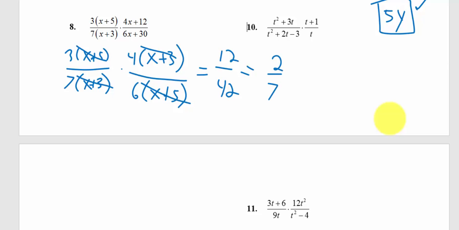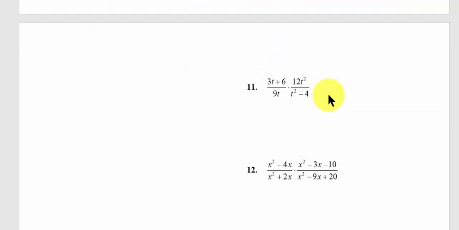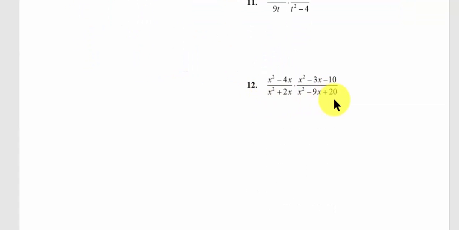Right? If I divide 12 by 6, I get 2. 42 by 6, I get 7. And that's my final answer for number 8. All right? I'm going to skip number 10 and move down to number 12.